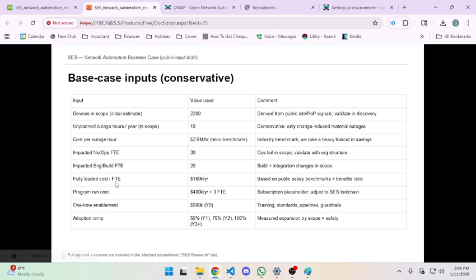And yeah, the same logic applies to the engineering or build FTEs as well. 20 FTE there means that's the amount of engineering effort you're looking at impacting. So you're on the right track. Let's keep going whenever you're ready.